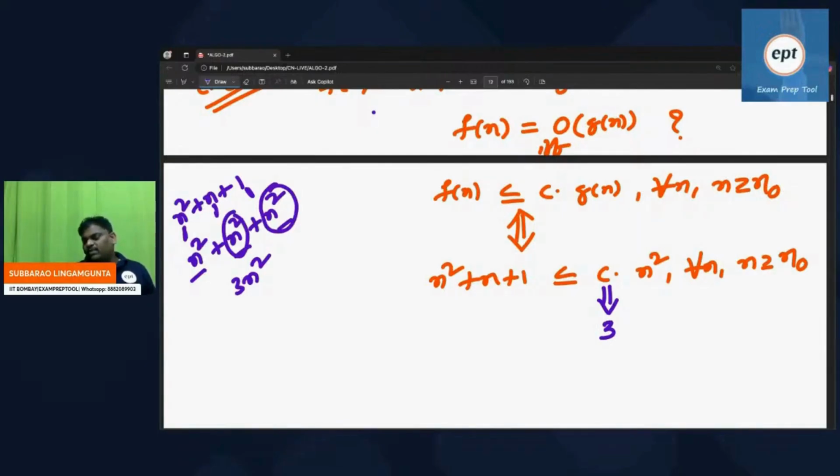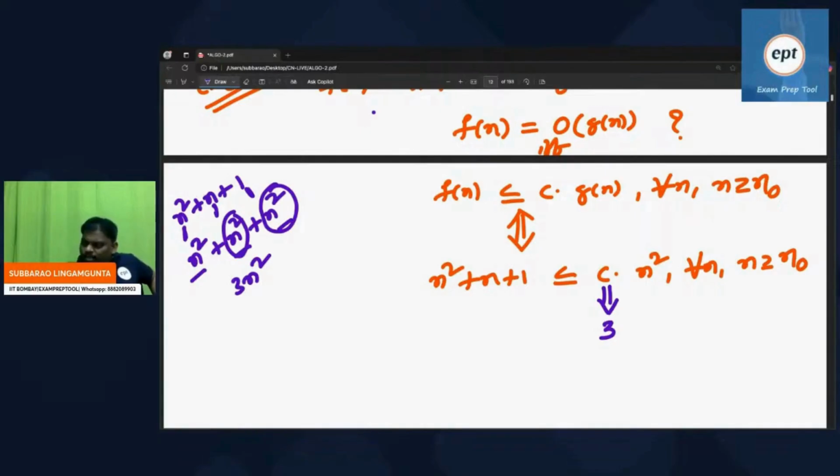So if you see left side, n square plus n plus 1. If I take C value 3, right side is 3n square. Left side is one bigger term, one smaller term, one middle term. But right side is 3n square, that is n square plus n square plus n square. 3 bigger terms. So definitely comparing left, right is bigger. So I'm able to prove right is bigger, which big O notation is saying.